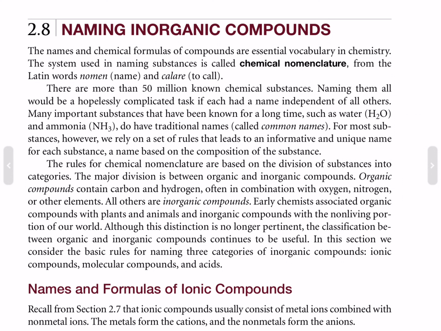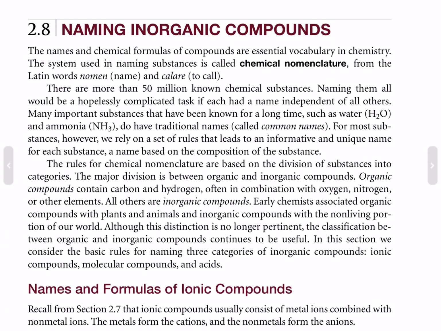The rules for chemical nomenclature are based on the division of substances into categories. The major division is between organic and inorganic compounds. Organic compounds contain carbon and hydrogen, often in combination with oxygen, nitrogen, and other elements. All others are inorganic compounds. Early chemists associated organic compounds with plants and animals, and inorganic compounds with the non-living portion of our world. Although this distinction is no longer pertinent, the classification between organic and inorganic compounds continues to be useful.